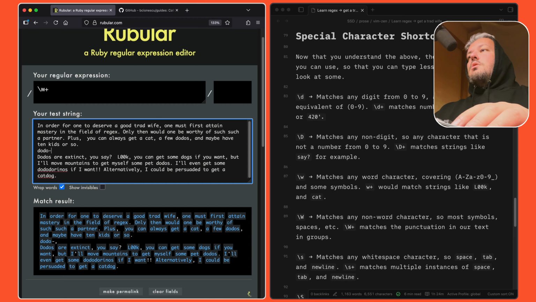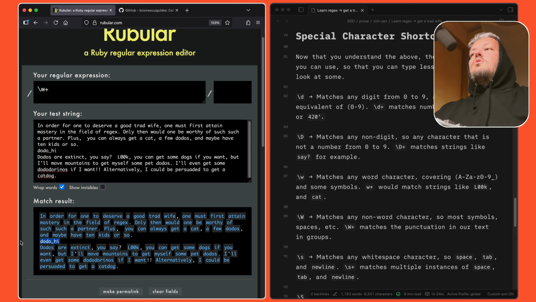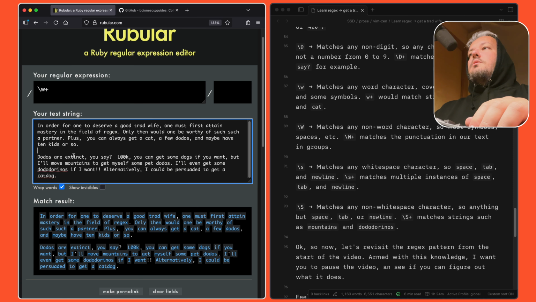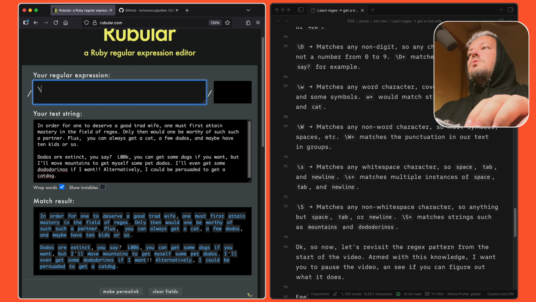So dodo, hi. Okay, interesting. So it includes underscores in the words. If there's an underscore, it actually matches the full word, but if it is a dash, it treats them as 2 separate words.